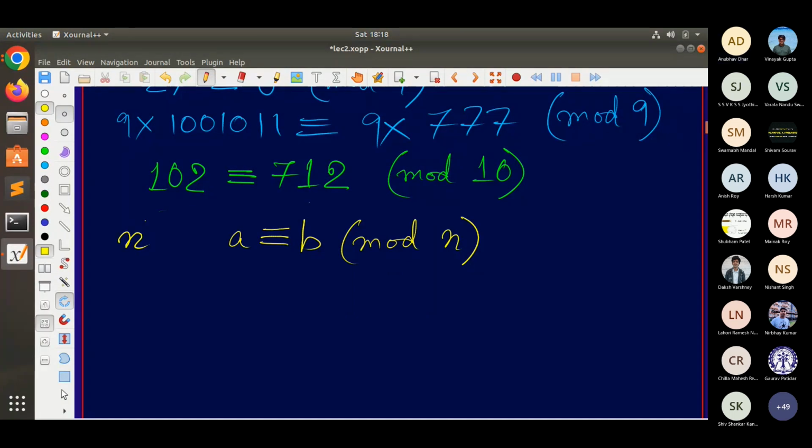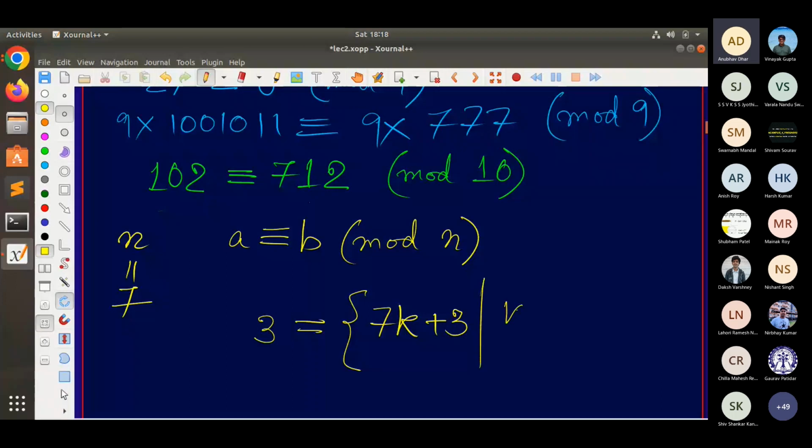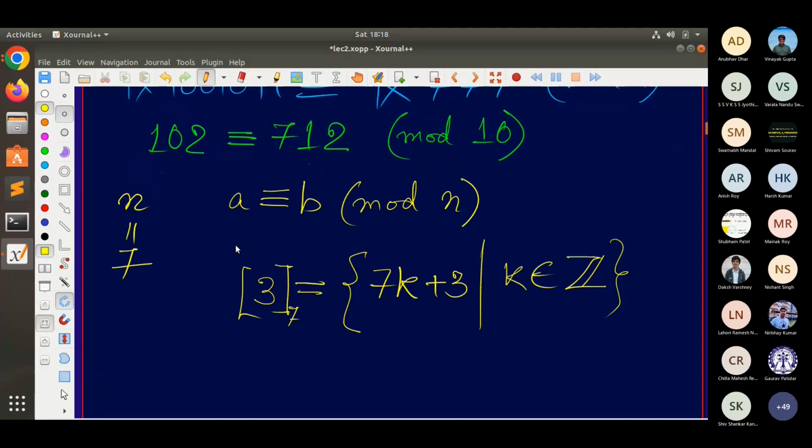So for example, let's say we take n equal to 7. Then the equivalence class in which 3 belongs is equal to all the numbers of the form 7k plus 3, such that k is an integer. So we write it something like this. Any questions?